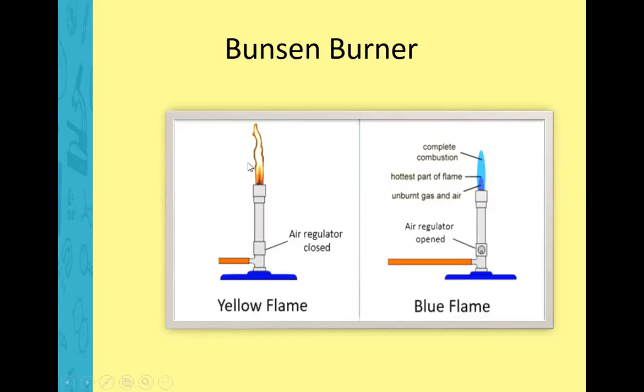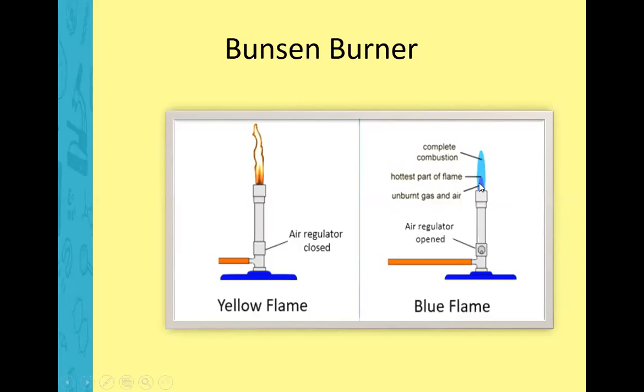This one is called the luminous flame. This one is called the non-luminous flame. So what is the difference between luminous and non-luminous? We will learn about it. Luminous flames don't burn as efficiently as non-luminous ones. They do not produce as much energy. This means that the non-luminous flame has a lot more energy. This blue one has a lot more energy. It is a non-luminous one.